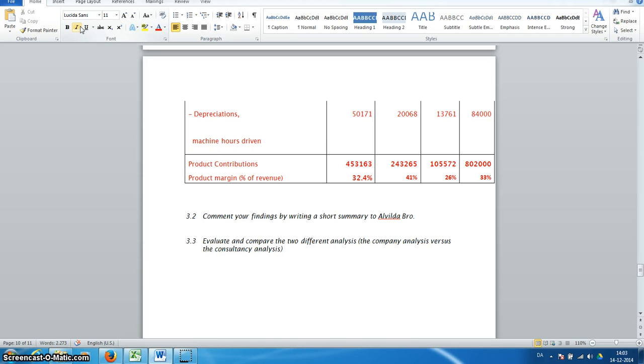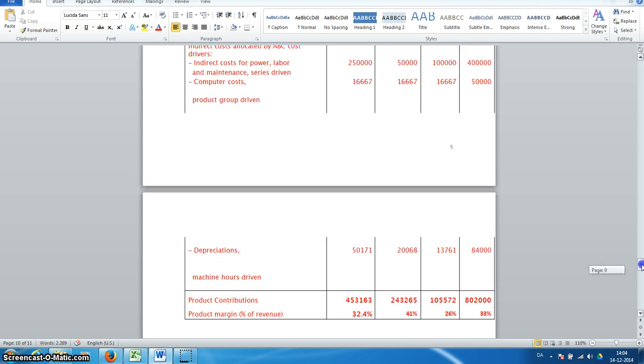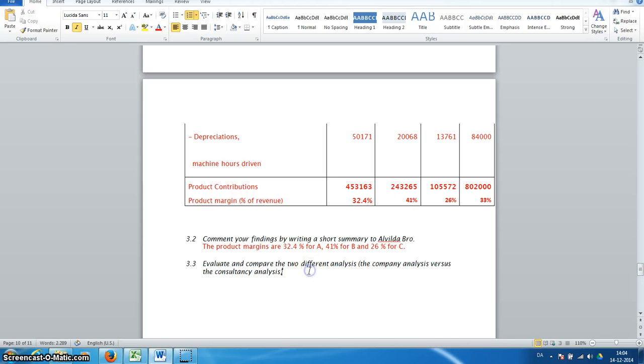And in this case we can see that the product margins are 32.4% for A, 41% for B, and 26% for C. This is the very short summary, because we actually have to write a bit more down here.